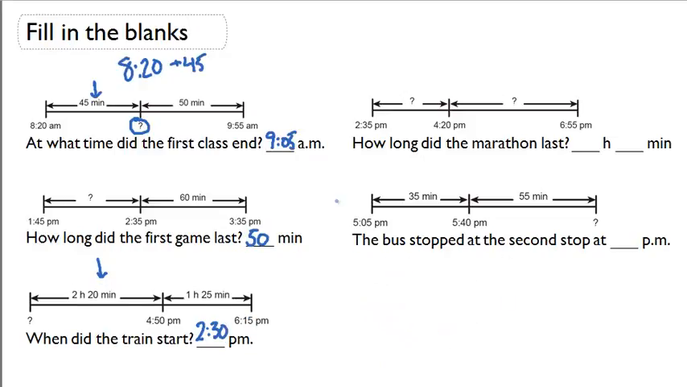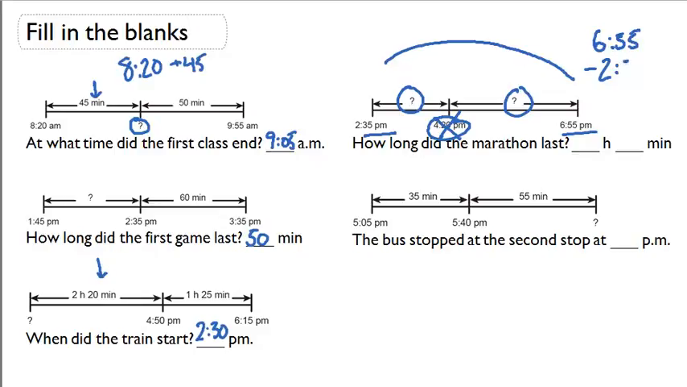Next problem. How long did the marathon last? Well, I have a missing time here and a missing time here, but I'm looking for this entire block, right? If I'm looking for the entire block, I don't even need to worry about this middle time. I can just ignore that. I can just go with this time and this time. So from 6:55 minus 2:35, 55 minus 35 equals 20, and 6 minus 2 equals 4. It should be 4 hours and 20 minutes.